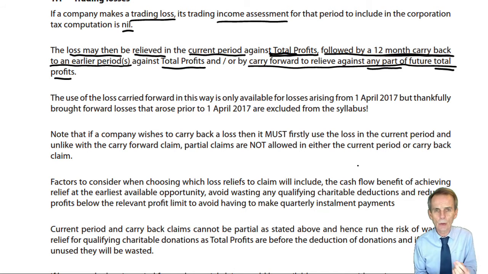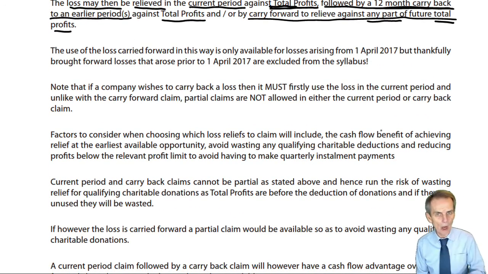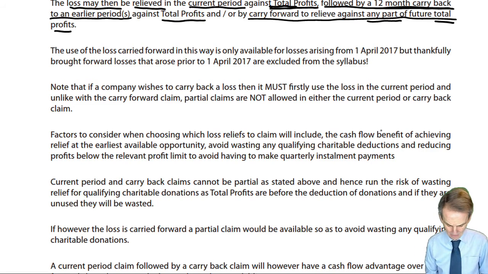You cannot use those donations to reduce profits of any other period other than the period in which they were actually paid. So there's a problem with your current and carryback claims. You can't make partial claims; you have to go against total profits to the extent that there are profits. But when you carry forward, you are able to limit the amount of loss you set against the total profits to avoid any possibility of wasting any donations that may have been paid in that future period. Let's put some more detail in on that and explain those points I just discussed with you, and look at the notes here before you.